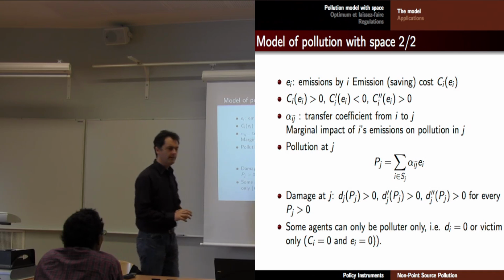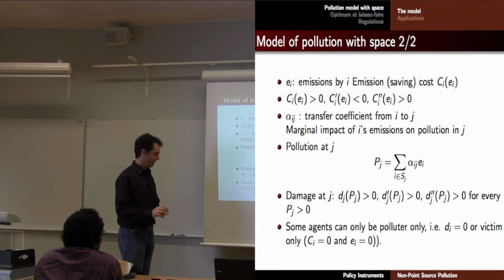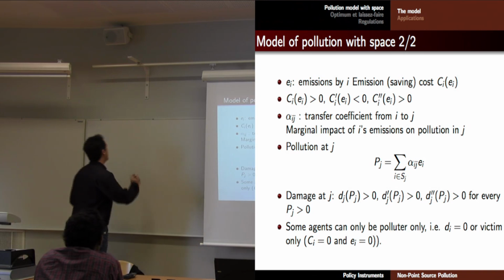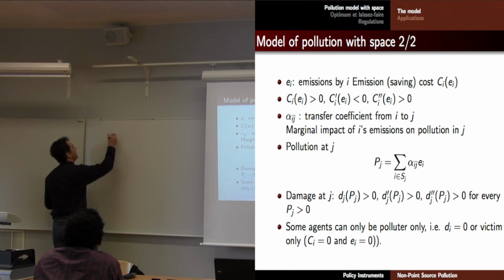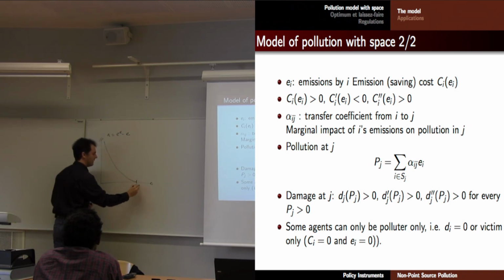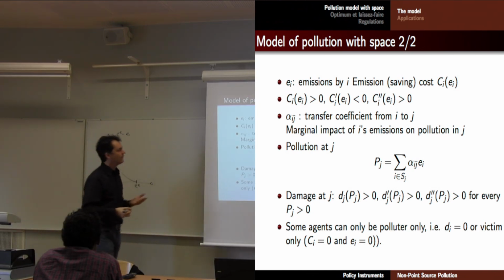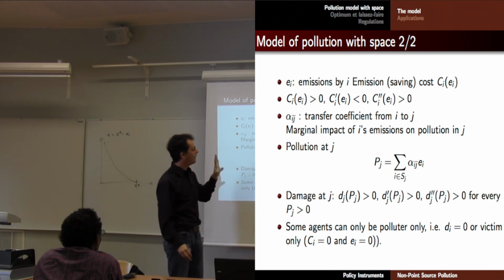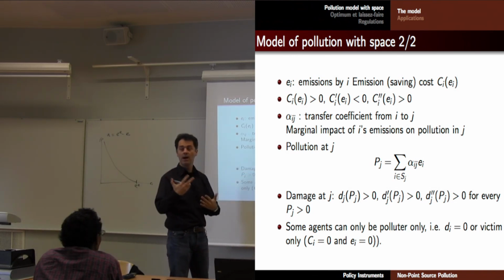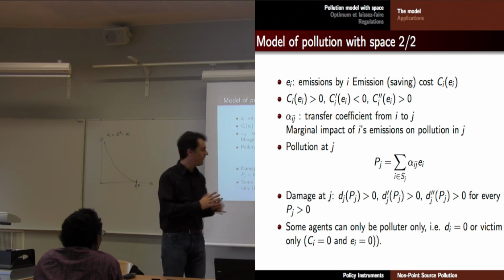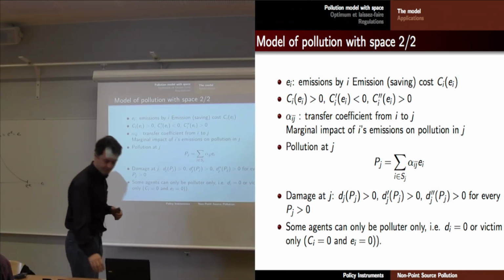So it's a cost of abating, but expressed in terms of emissions. Remember that. Abatement is the difference between the laissez-faire emission and the level of emission, and the cost here will be decreasing and convex, with this being the laissez-faire level of emission. This is equivalent. But I prefer to talk about emissions because regulation will be on emissions, like an emission cap or emission taxes. But you can do the same exercise with abatement instead of emissions.